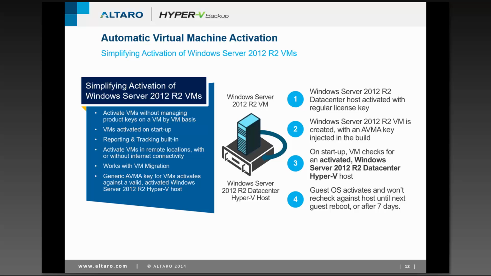and it won't check that until the guest reboots or after 7 days. So even if you move the virtual machine with a live migration to another host, the VM will still run and be activated until 7 days later, and it will recheck if the Hyper-V host is still activated. So this is a really great feature. It automatically activates all the virtual machines running on top of your Data Center hosts.